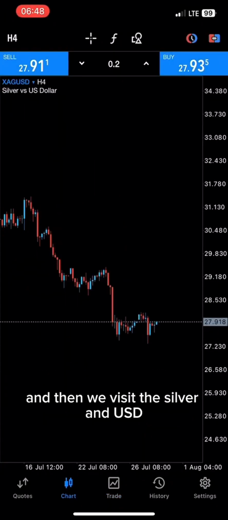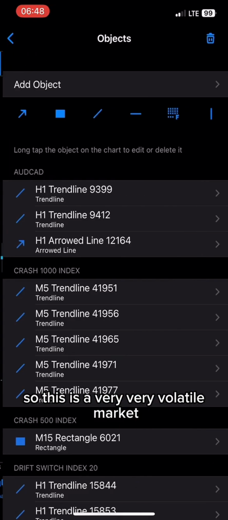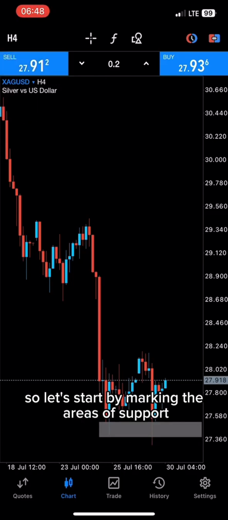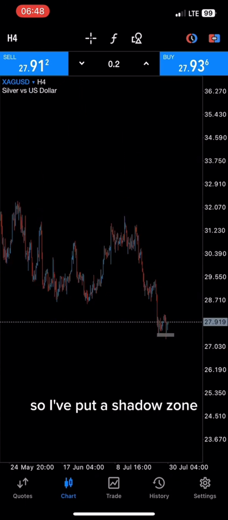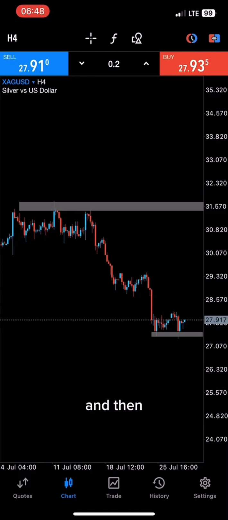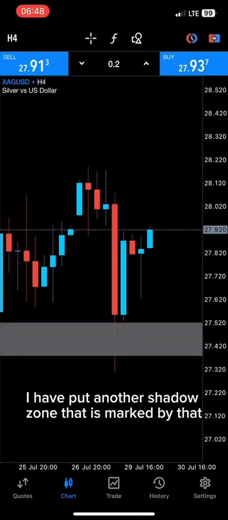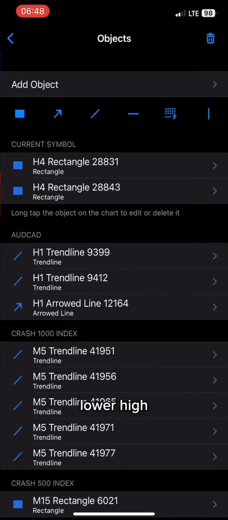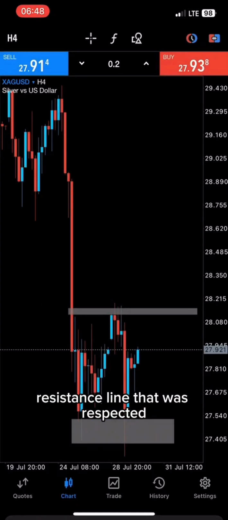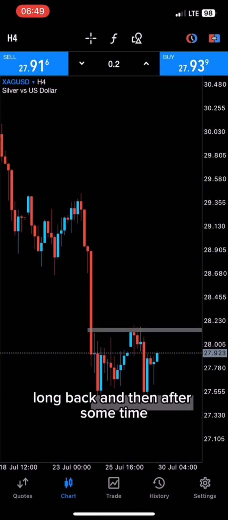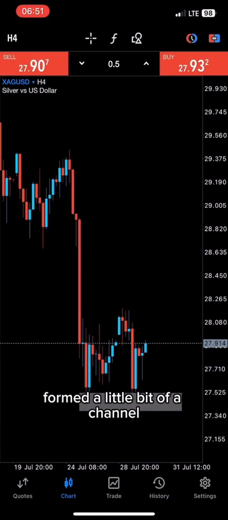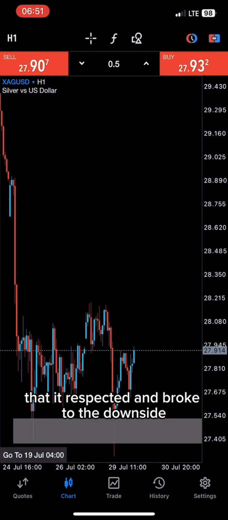And then we visit the silver and USD. This is a very, very volatile market. So let's start by marking the areas of support and the areas of resistance. I've put a shadow zone marking the areas of support that was created by that lower low. And then I've put another shadow zone that is marked by that lower high. And then we put another line that is marking a resistance line that was respected long back. And then after some time, we realized that the market formed a little bit of a channel that it respected and broke to the downside.